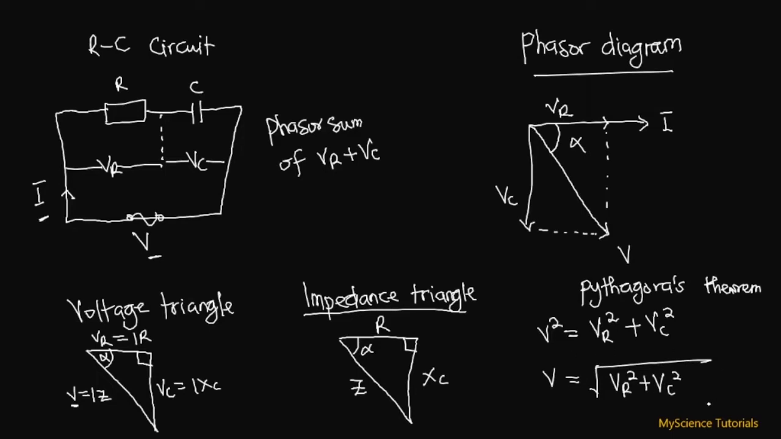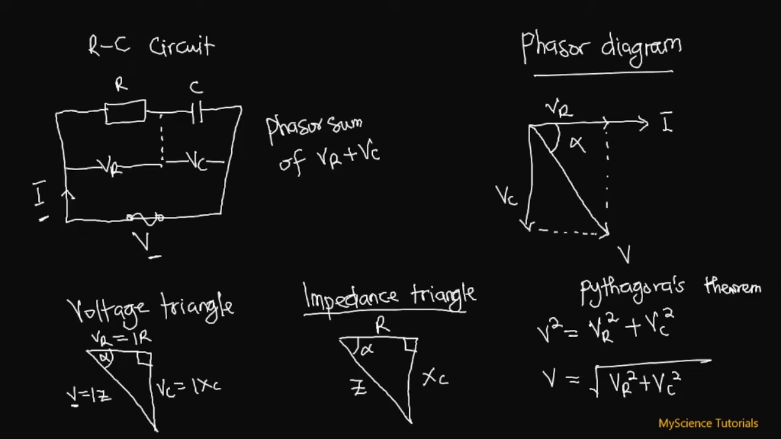So this is what we are calling the phasor sum of VR and VC, because we can see we are adding VR and VC, either this or this. So the phasor sum of VR and VC is what we are calling the applied voltage, and this is how we do the phasor sum. So this is how we find the applied voltage in this given scenario.